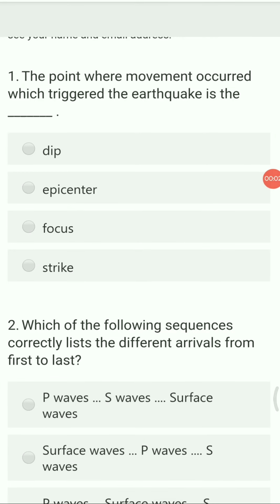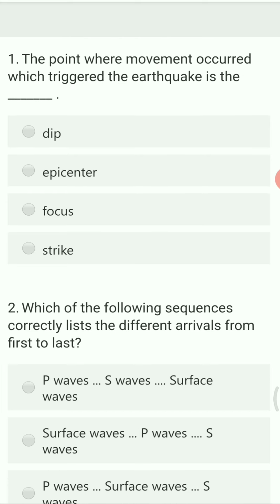Hello students, today we are going to discuss the assignment which is related to lesson number 1, Earth Movements. This particular chapter belongs to the subject Geography for the science stream as well as the art stream.